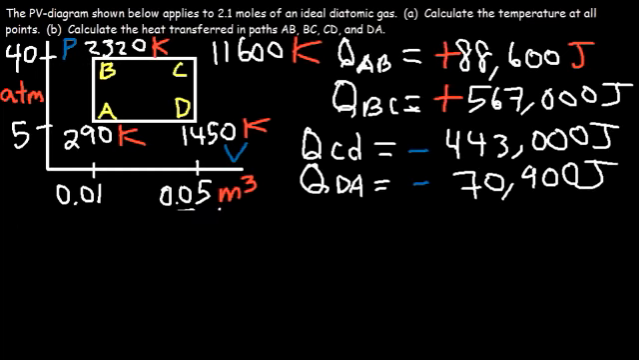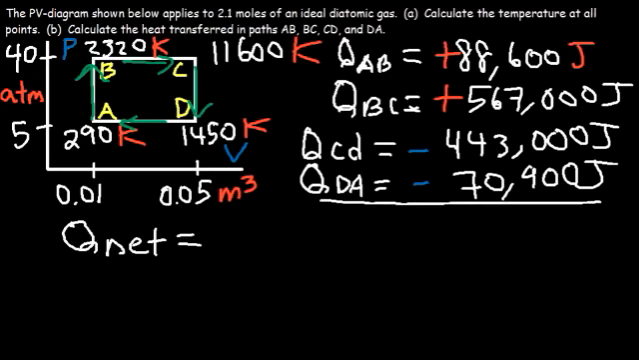So now that we have the Q values for each step, let's calculate the net Q value for the cyclic process. So as we travel from position A to B, B to C, C to D, D to A, let's find the net amount of heat energy absorbed or released into the system. So we just got to add these four values. 88,600 plus 567,000 minus 443,000 minus 70,900. This is equal to positive 141,700.